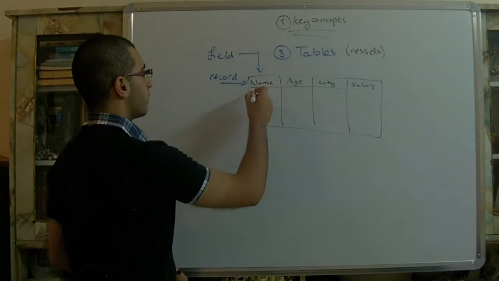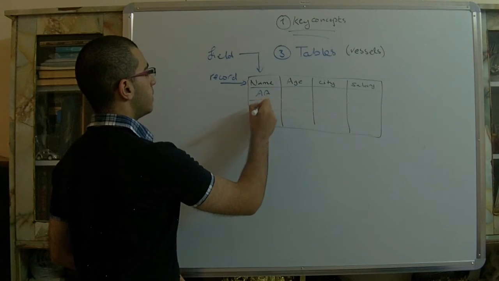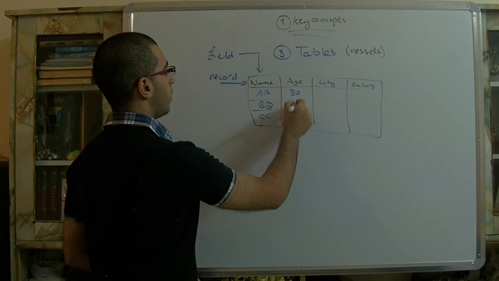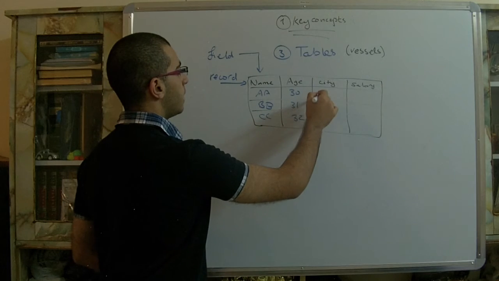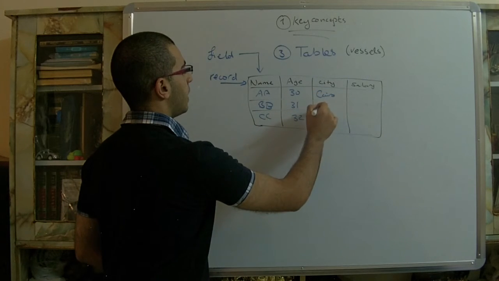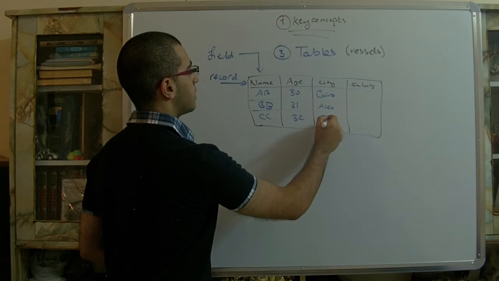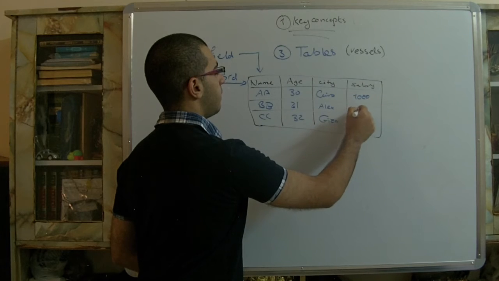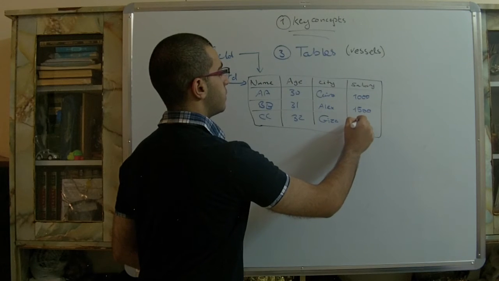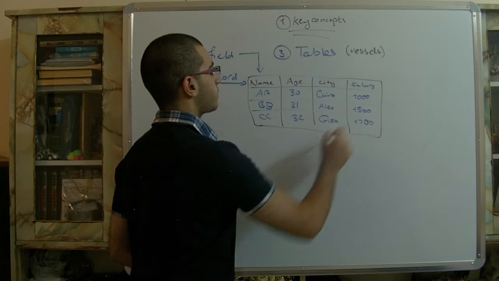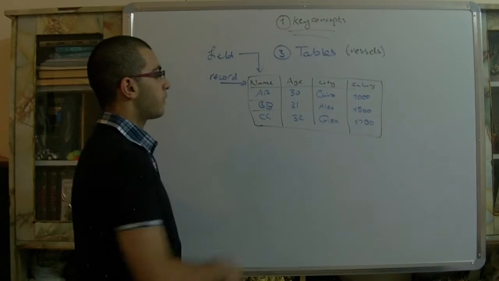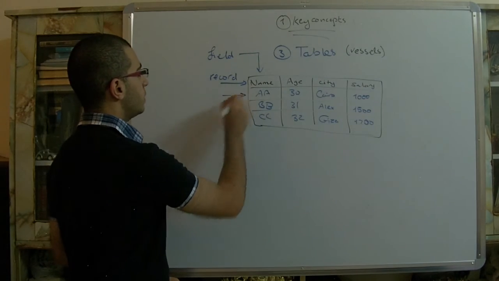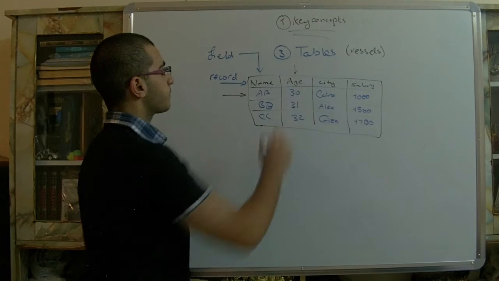We have here A, B, C, ages 30, 31, 32, cities Cairo, Alex, Giza, and salaries 1,000, 1,500, and 1,700. Here is an example of a table, and this is a record, and this is a field.